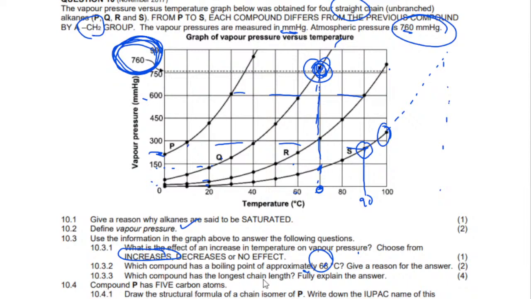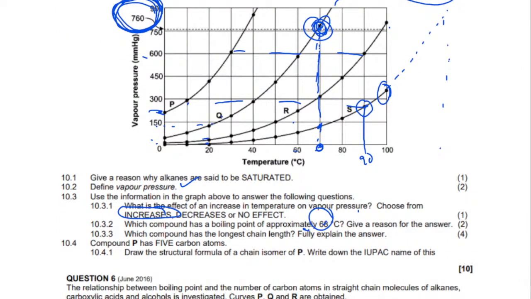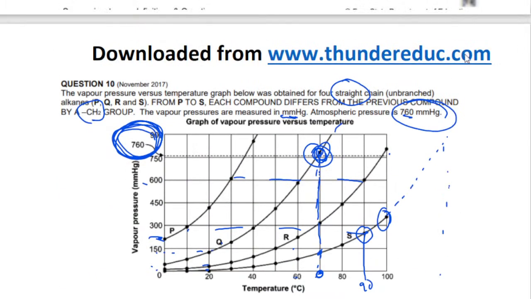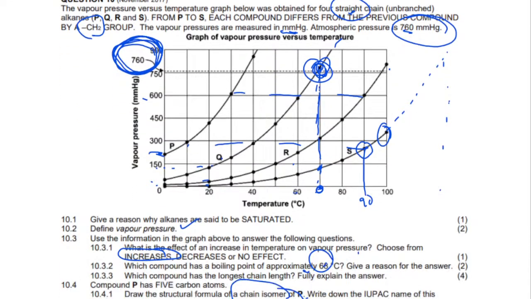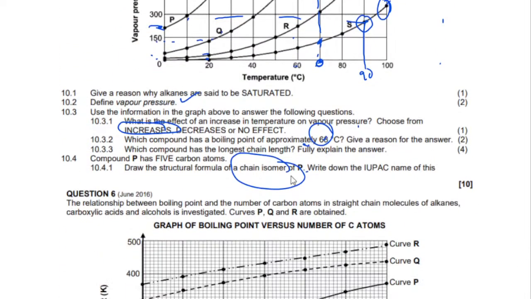Compound P has 5 carbon atoms. Let's look at compound P. Draw the structural formula of compound P and write down the IUPAC name. Wait, because they said something here on top, that they are straight and branched chain. You see, but what do they want? They don't want compound P. They want the isomer. So what am I going to do?